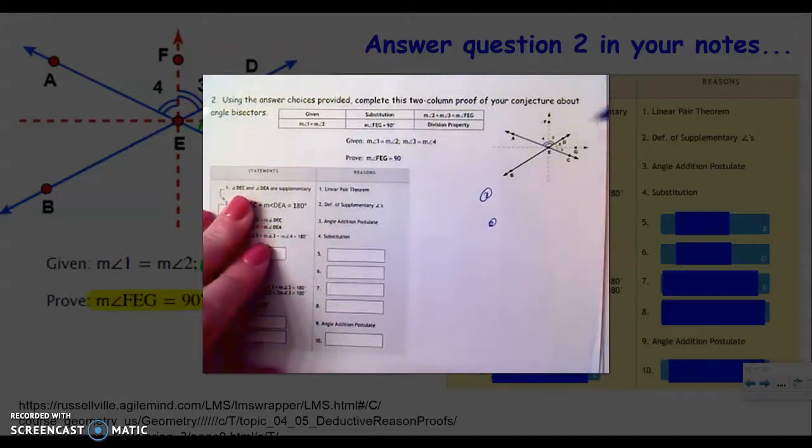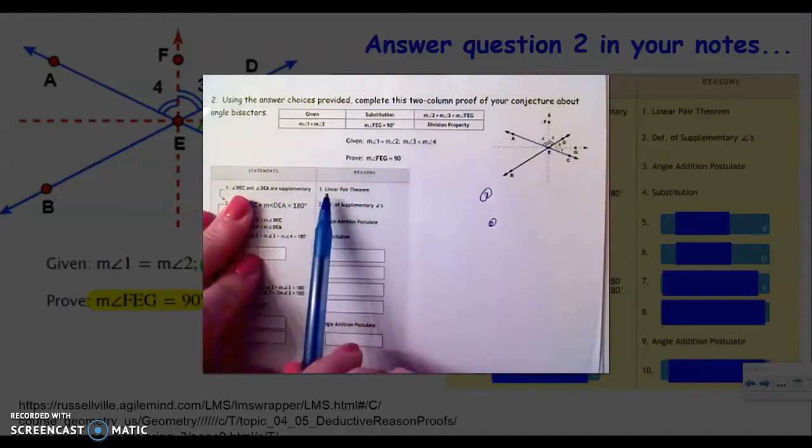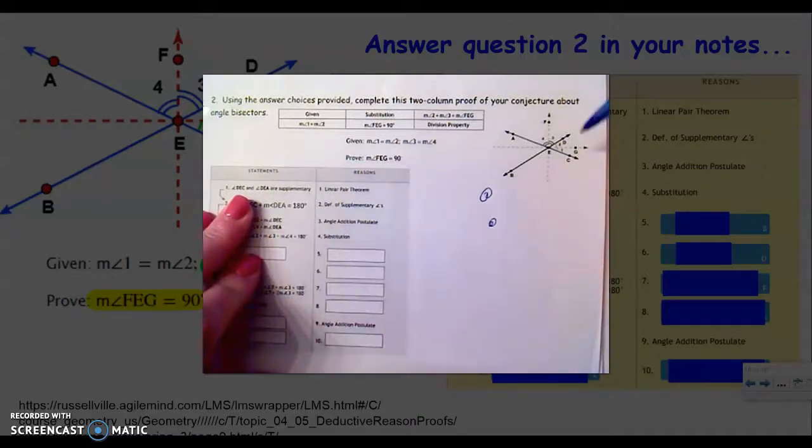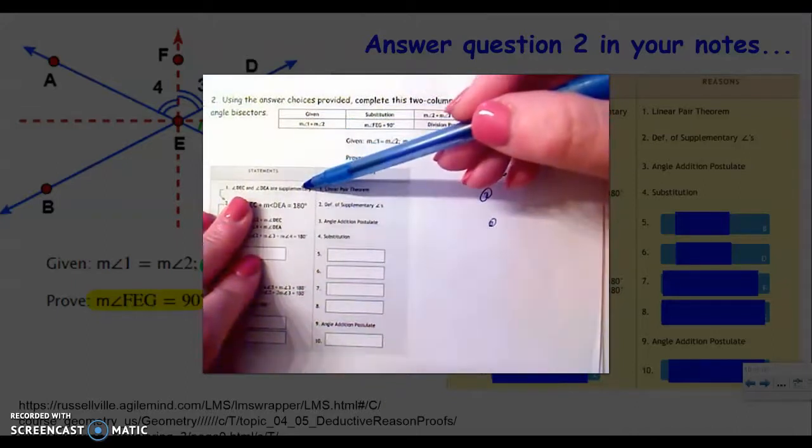So number 1 is telling us that angle DEC and DEA are supplementary to each other, and the reason for that is the linear pair theorem. So remember, by definition, a linear pair are adjacent angles that make a straight angle together, and those do make that straight angle AEC together. So they are a linear pair, and the theorem says that means they are supplementary.